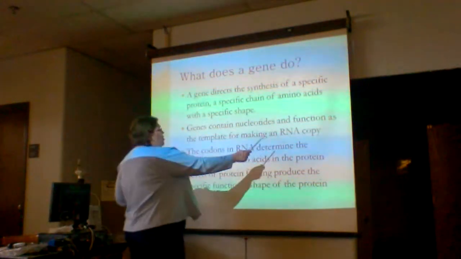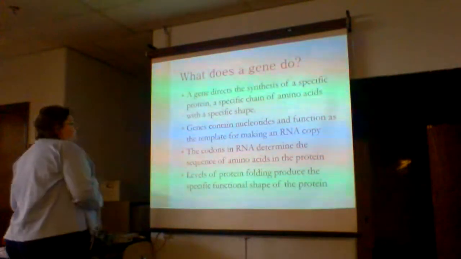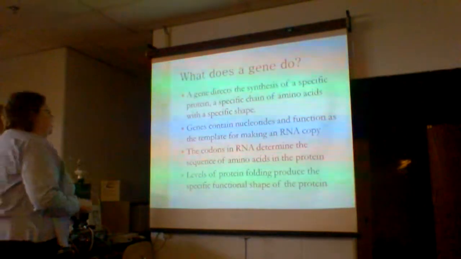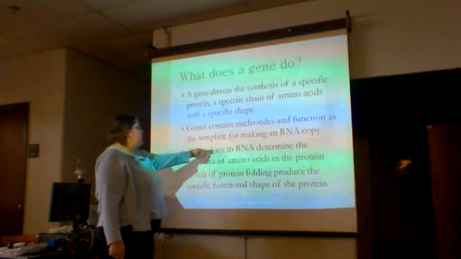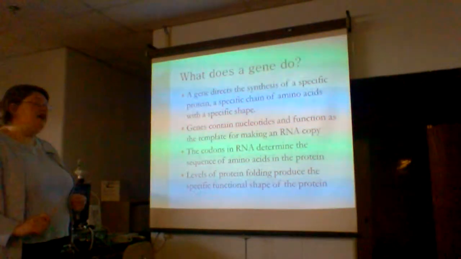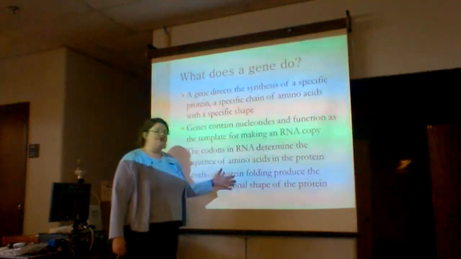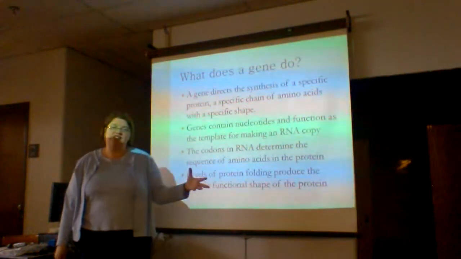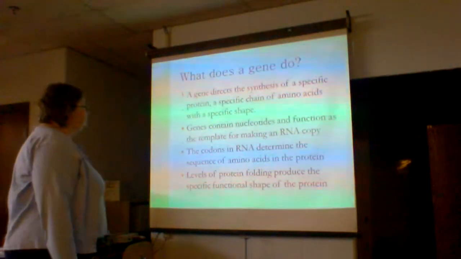So we make an mRNA copy, and that goes to the ribosome in the cytoplasm. Every 3 nucleotides is a codon. The codons in that RNA determine the sequence of amino acids in the protein. And then that protein has to fold up to have a specific shape in order to have its specific function.